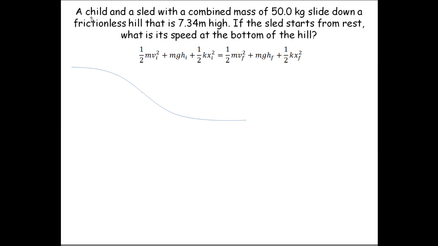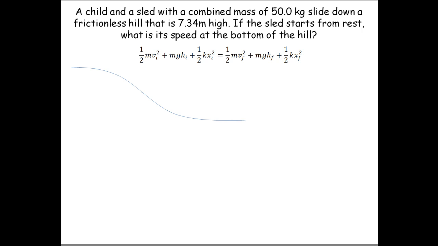I start with a problem out of the book, and it says a child and a sled with a combined mass of 50 kilograms slide down a frictionless hill that is 7.34 meters high. If the sled starts from rest, what is its speed at the bottom of the hill? Well, in this problem, they actually give us too much information, or information that we don't need. And I'll show you that a little bit later.